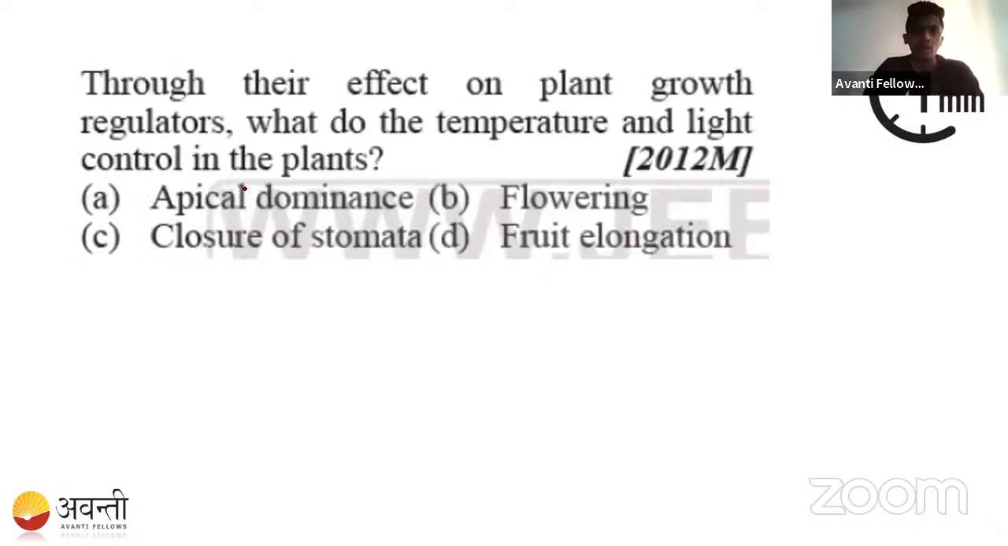Next one. Through their effect on plant growth regulators, what do temperature and light control in plants? Apical dominance, flowering, closure of stomata, fruit elongation. Okay, so I will relaunch the poll again. You can answer this question.